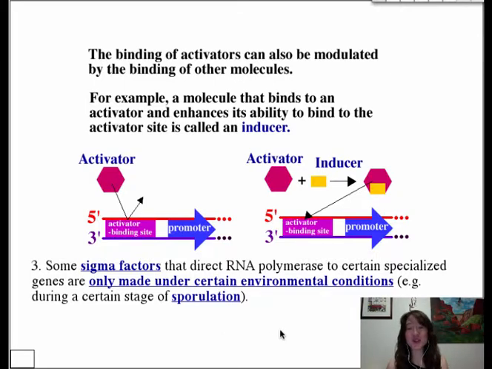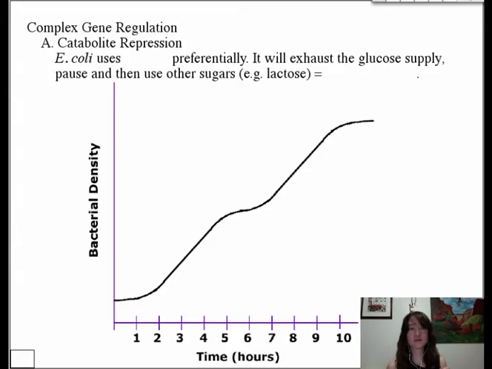So without further ado, I want to jump into the idea of complex gene regulation. That is to think about an operon on which not only is there an activator binding site responding to the presence of an activator, but there is also downstream of the promoter an operator, and that operator responds to the presence of a repressor or the absence of a repressor. So let's talk about situations in which that complex gene regulation is very pertinent.